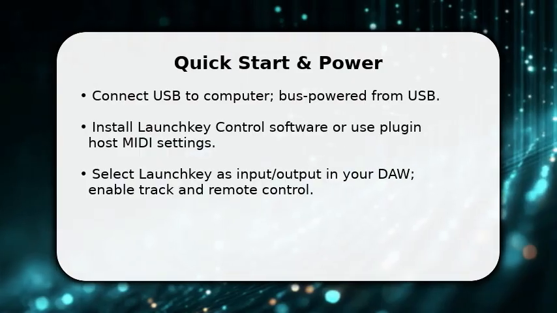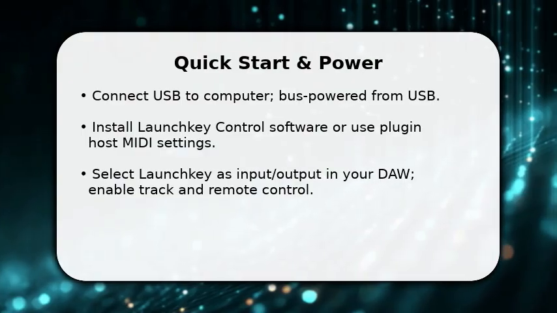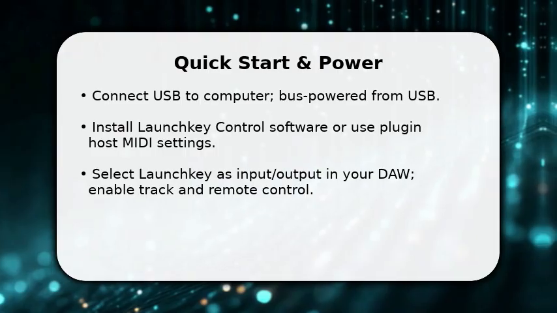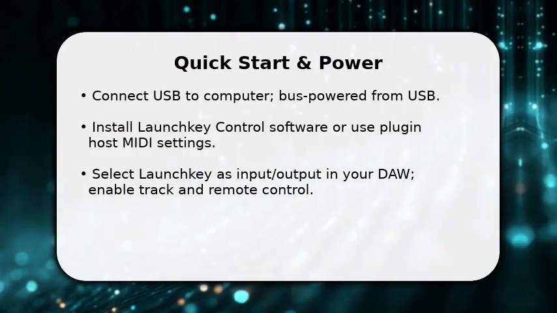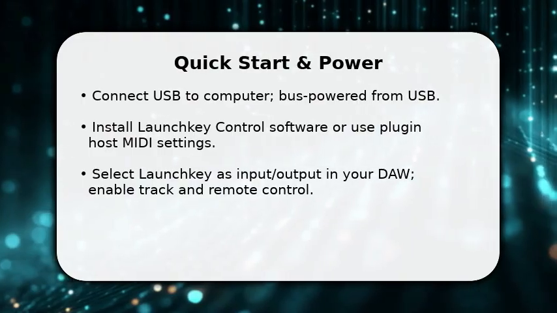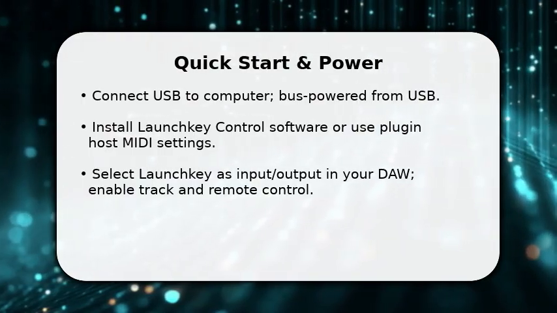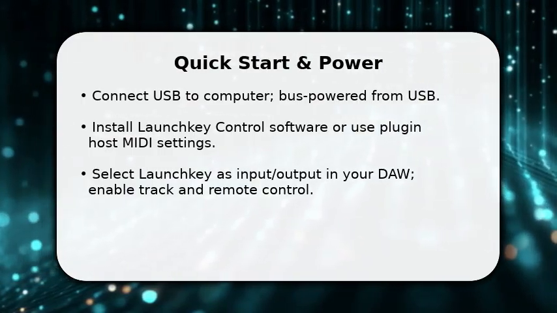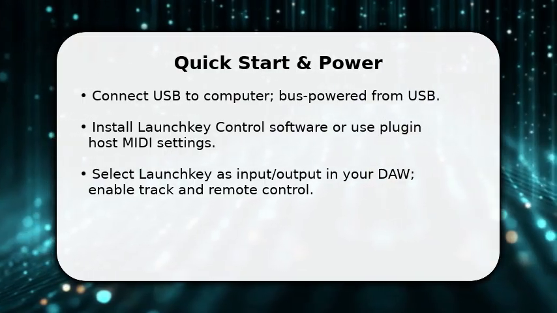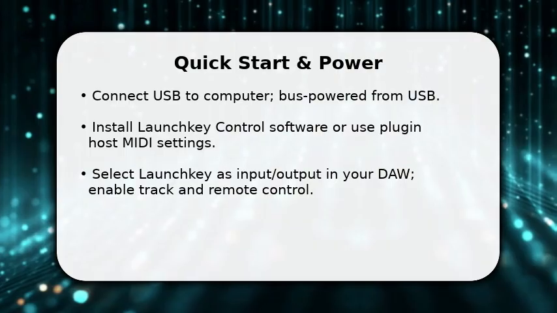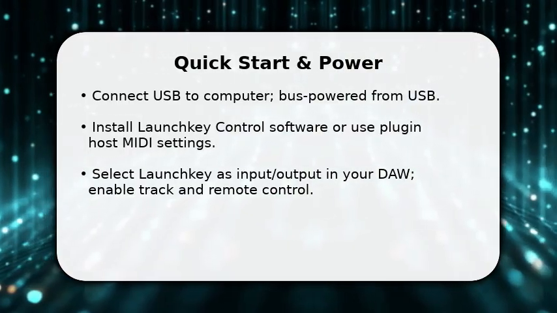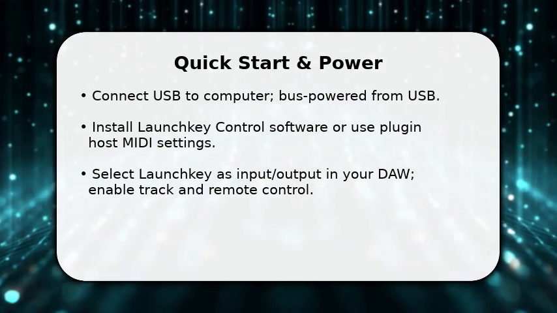You'll start by powering the Launch Key and confirming your DAW recognizes it. Connect the USB cable and allow bus power. Once connected, open your DAW's MIDI preferences and choose Launch Key for input and output. Make sure track and remote, or control surface, are enabled so keys and pads send notes and CCs. If you have the Launch Key control app, use it to map channels quickly. Otherwise, use your DAW's automatic control mapping. This gets you from plugged in to active.